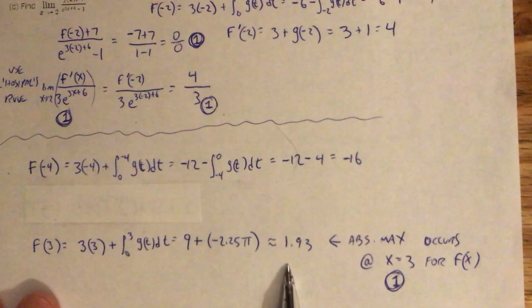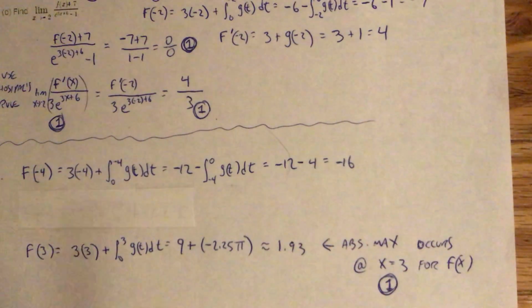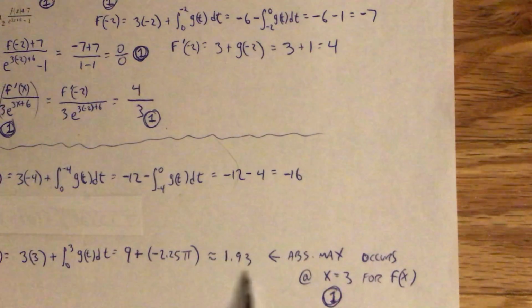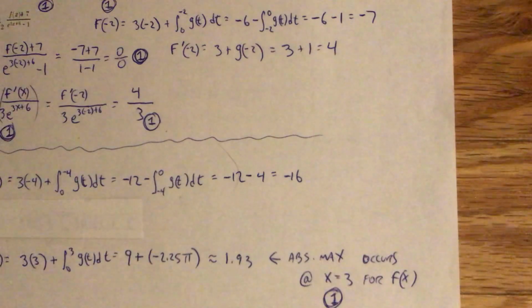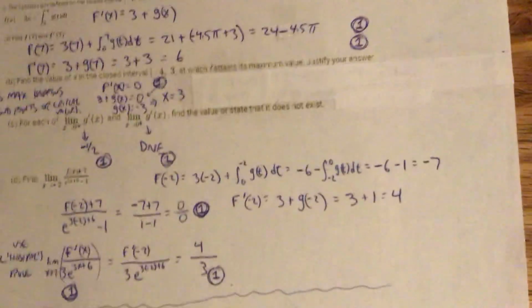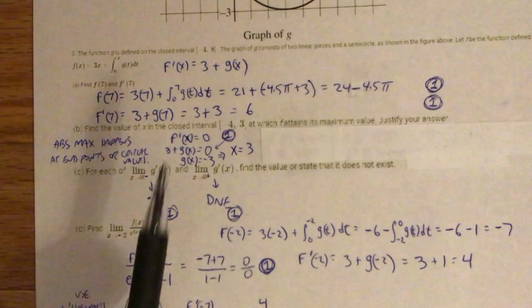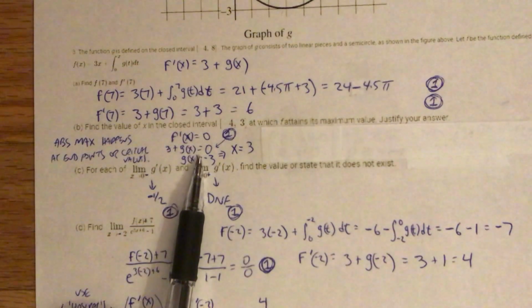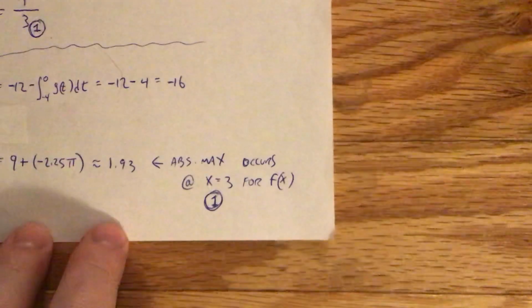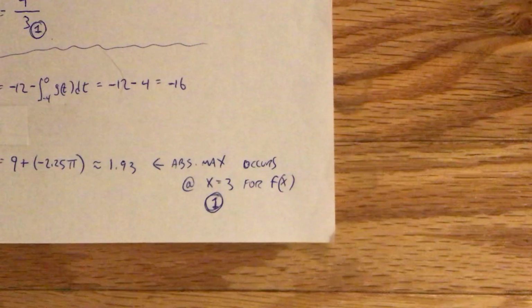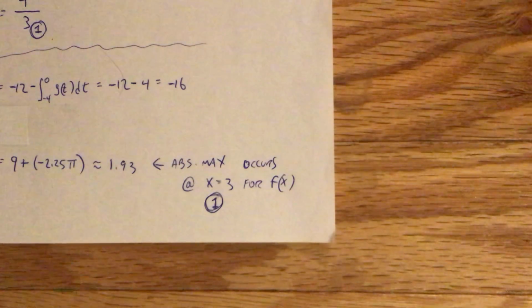So since this was negative and this is positive, this is the absolute maximum. So the absolute maximum is approximately 1.93. It occurs at x equals 3. So point values on this, that's a lot of explanation. One of the points was recognizing the critical value, saying the derivative equals 0. The other point came from recognizing and showing some explanation for why x equals 3 would be where the maximum occurs on that closed interval.